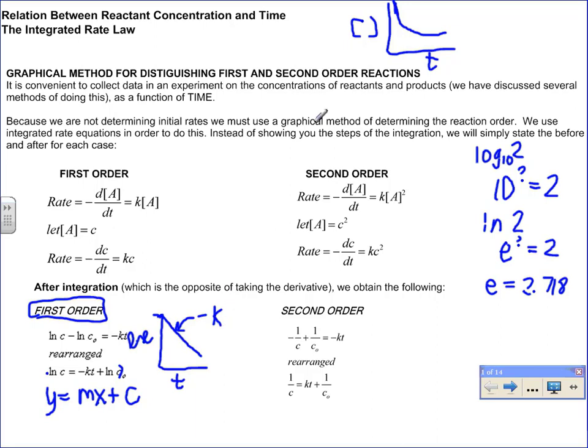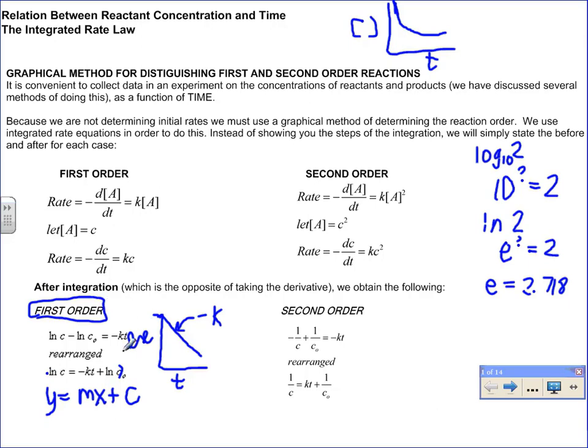We want to take the data that we collect from the lab, so we're going to collect data of concentration versus time, and we want to know if this is a first order, second order, or zero order function. So what we want to do is take this data from the experiment and put it into this graph. So I'm going to take ln of each of my concentrations, put it against time, and if I get a straight line for that graph, then I know that the reaction is first order.